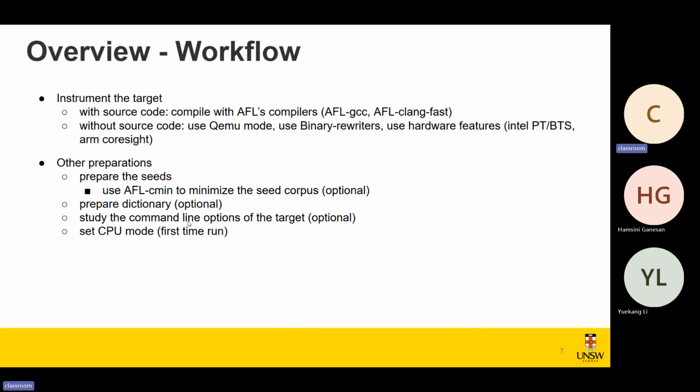And another preparation we need to do is to be familiar with how to use the target, so that we can test a particular feature we want to test for that target. And if we are running AFL for the first time on a particular computer, we need to set the CPU mode. The command to do this is provided in the practice materials for week 6, so you can find it there. And then we just execute the program to check if the fuzzer runs properly or not.